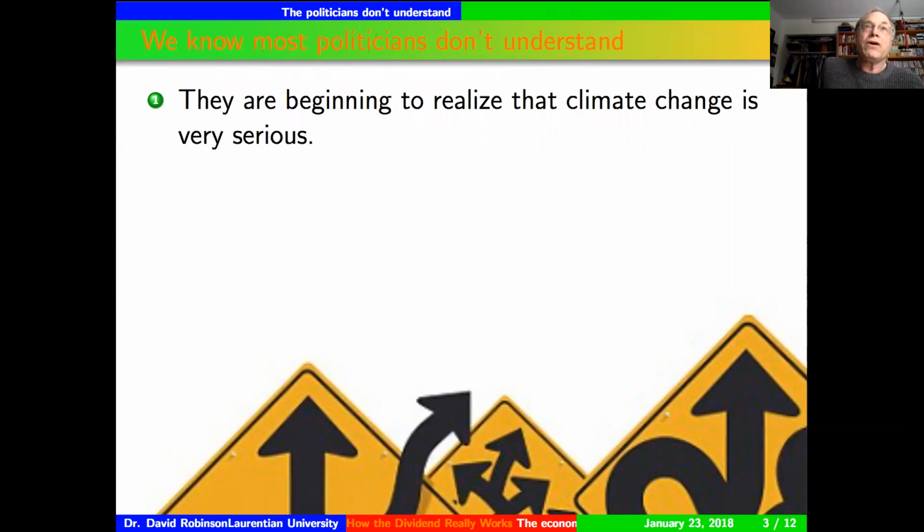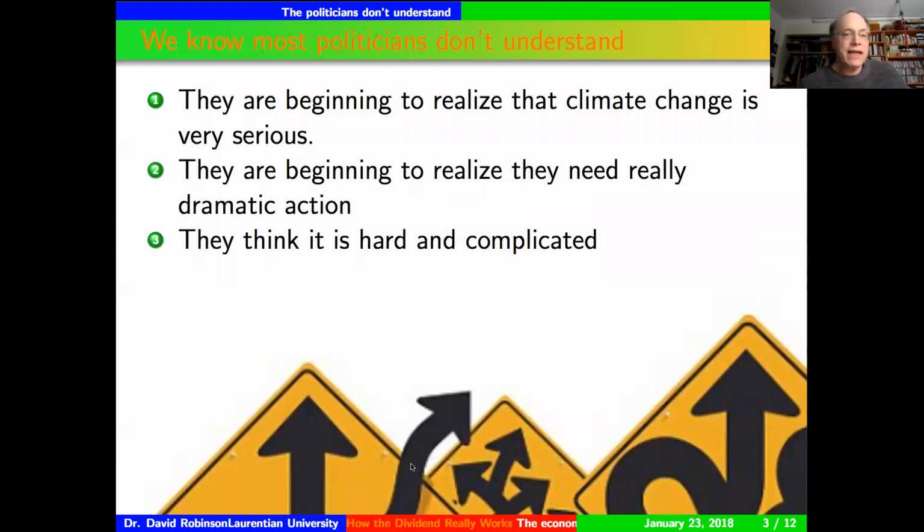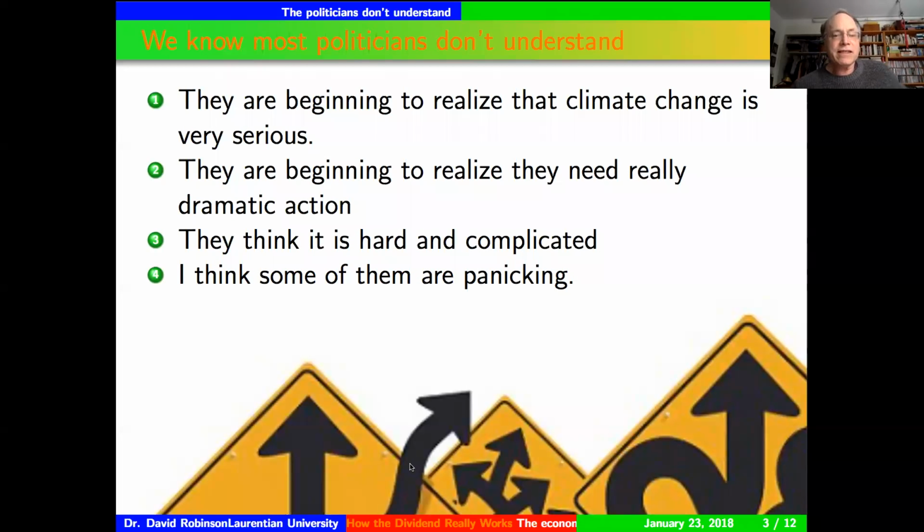So what we know is that most of the politicians don't really understand what we need them to understand. They're beginning to realize it's very serious. They're beginning to realize that we need really dramatic action and that there's fairly popular support for it. But they do think it's really hard and complicated. And I think some of them are starting to panic. I think the truth is that knowing that they need really dramatic, strong action while being terrified to act politically has put them in a kind of panic.